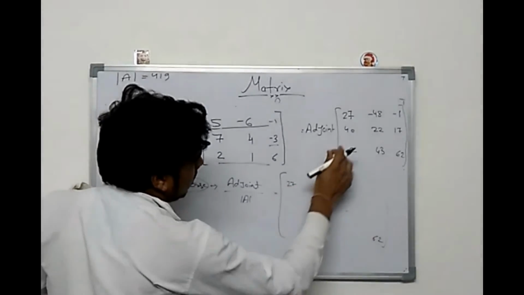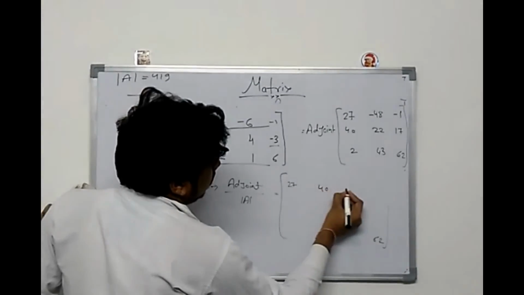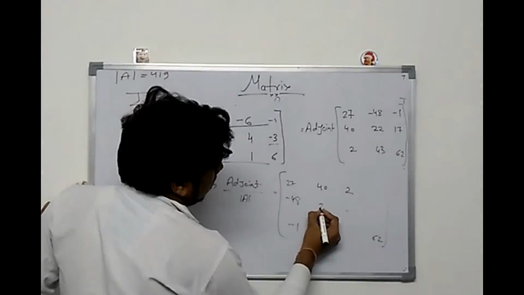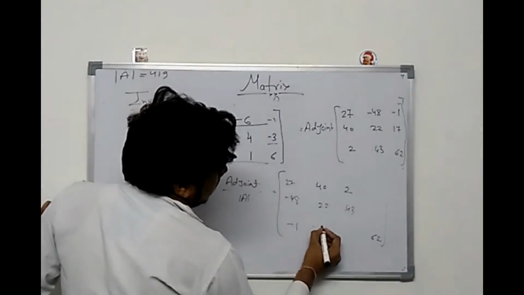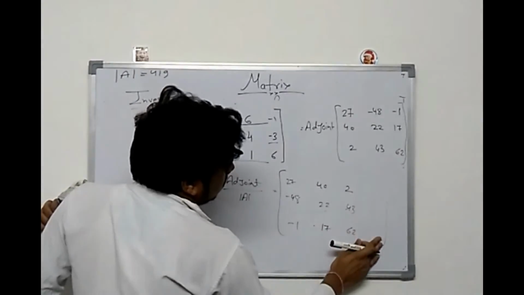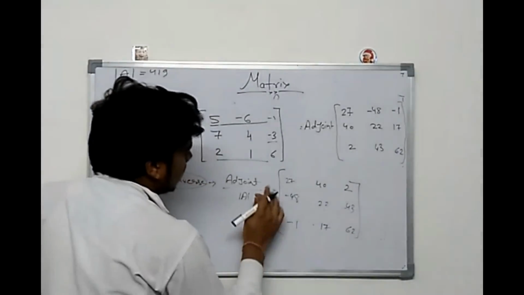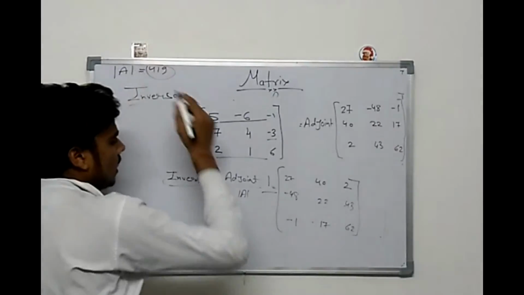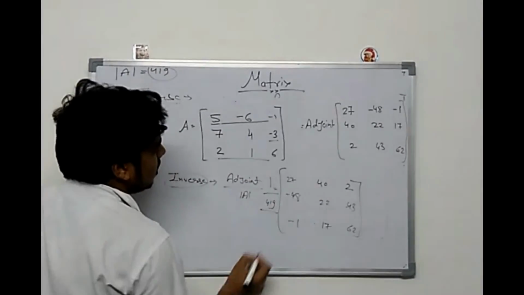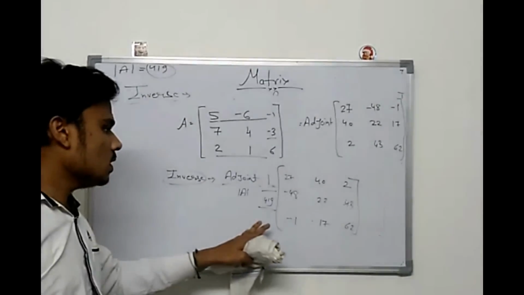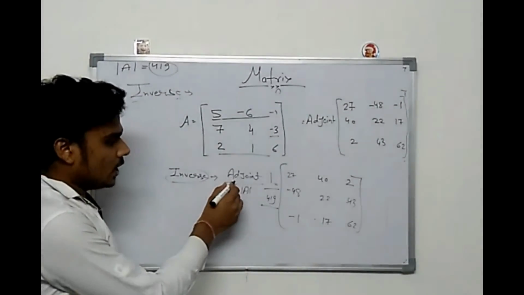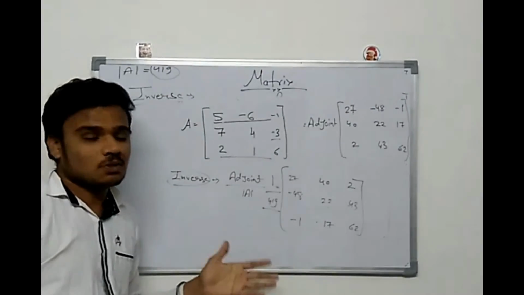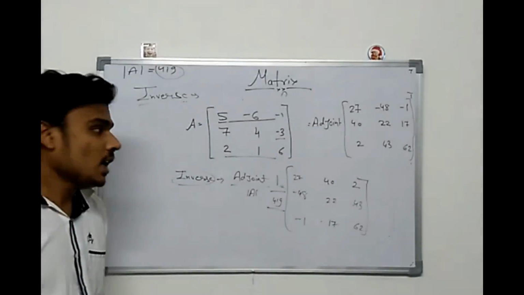27, 42, minus 48, 1, 22, 43, 17 and 62, and they are divided by this value 419. This is how our inverse will be found. Adjoint upon determinant, the inverse will come. I think this will be so easy if you find the determinant and the adjoint.